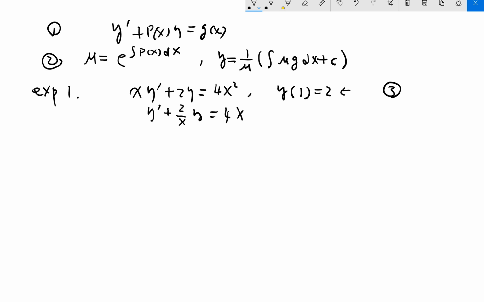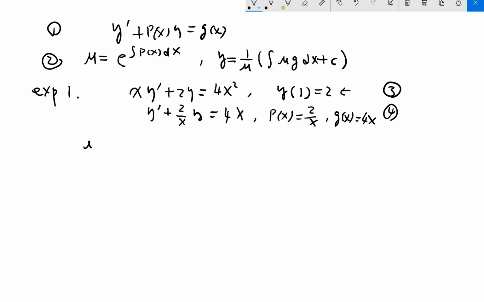Now we call this equation 4. Equation 4 is the same as equation 3. What we did is just divide by x on both sides. Now it's clear what our p(x) is. p(x) is equal to 2 over x, the coefficient of y, but you have to make sure the coefficient of y prime is 1. Then g(x) here is 4x. Now we know p, we know g. Then we can solve it by using formula 2.